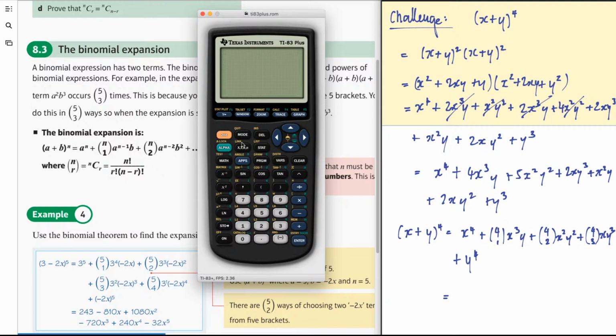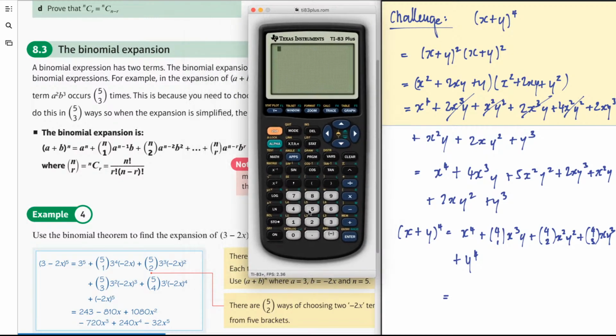I've forgotten where that is on mine. Let's see. There it is. N choose R. I've got to put the number in. I've got to put 4, and then I have to go to N choose R, and then put in 1, I believe, and I get 4. So 4 choose 1 is 4.